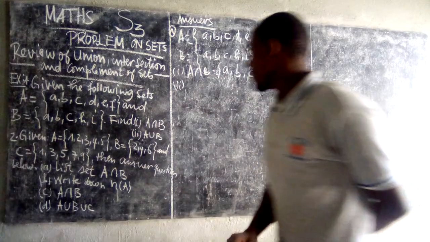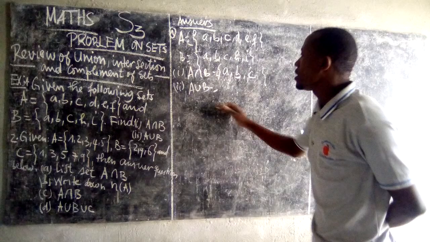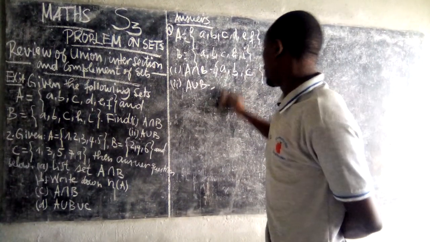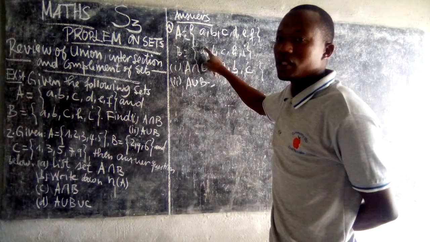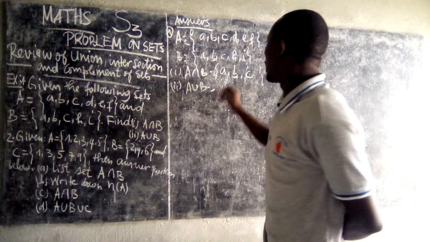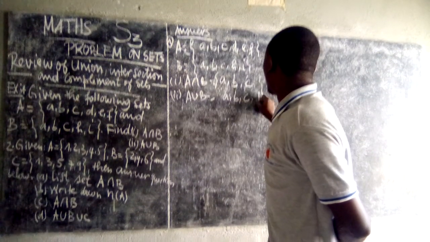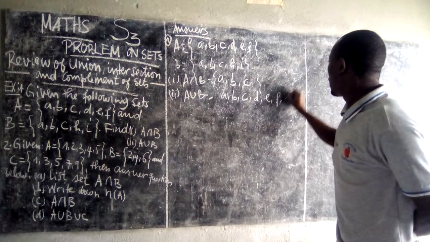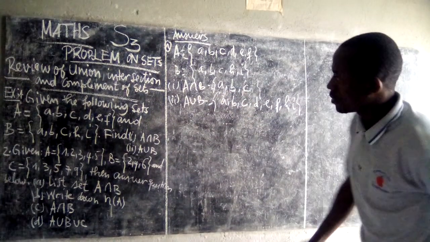A union B is all of set A and B without any repeated elements. It means a repeated element you don't write again; you write it only once. So it is A, B, C, D, E, F, H, and I. This is A union B.